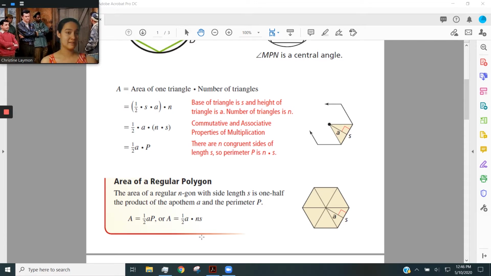So the two nice ways of finding the area of a regular polygon: you can think of it as 1/2 times a times n times s, or 1/2 asn, like 1/2 base times height times the number of triangles, or break it down to be 1/2 apothem times perimeter. Again, lowercase a is the apothem, that height. s is the side length of a triangle, n is the number of triangles, and P is the full perimeter. Both of these formulas will do the same trick.